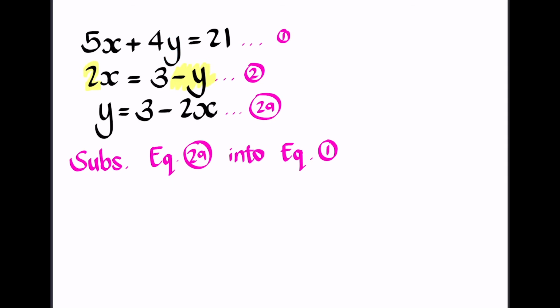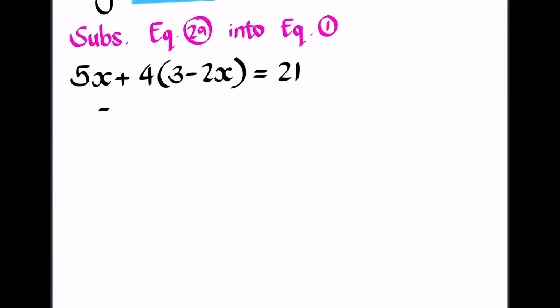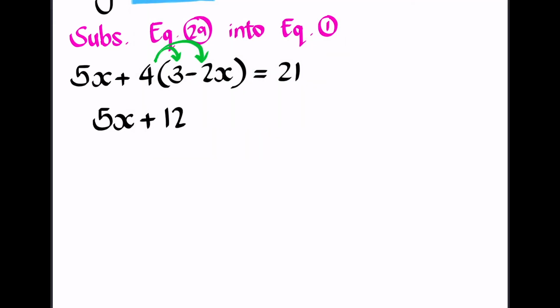So in equation 1, where I see the y, I am now going to replace it with the 3 minus 2x. I'm going to have 5x plus 4, now in place of the y, I'm going to put in brackets 3 minus 2x is equal to 21. 5x plus, this 4 is going to jump inside this bracket. So 4 times 3 is positive 12. Positive 4 times negative 2x is negative 8x. And that is equal to 21.